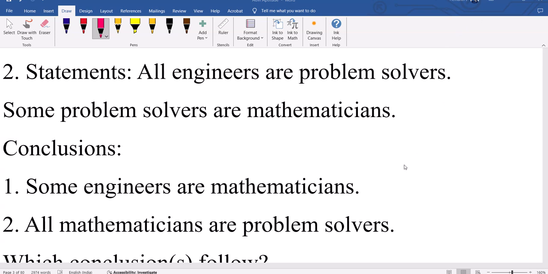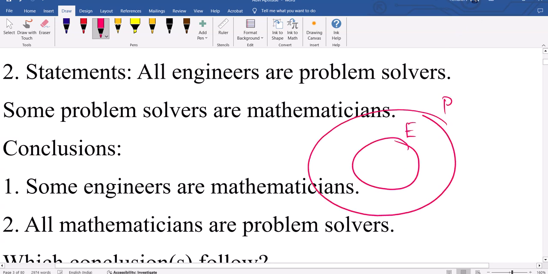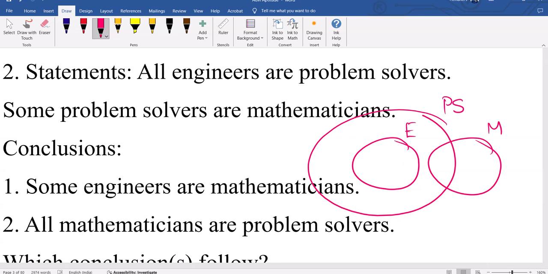Conclusion? One follows. Okay, let's see. All engineers are problem solvers. Some problem solvers are... Is this diagram satisfied given the statement? You can draw many diagrams. There are n number of diagrams possible. I draw one diagram. Your conclusion must be true in all diagrams.